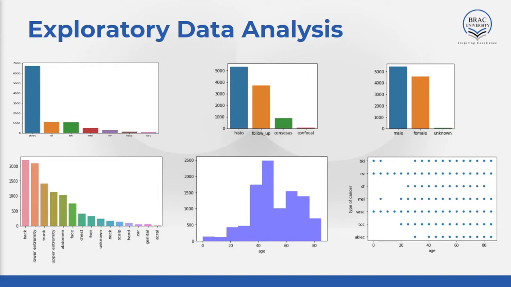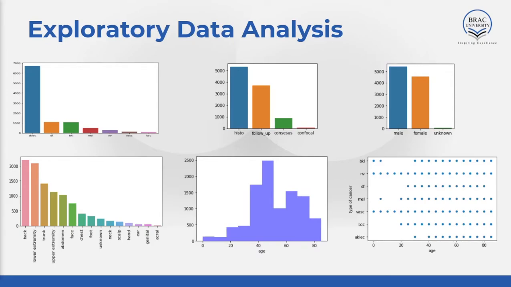We're going to be talking about the exploratory data analysis of the metadata of this dataset very briefly. From the first graph, we can see that AKIEC type of skin growths have a lot more occurrence than all the other types of skin growths combined. From the second graph, we can see that histopathology was the most used type of diagnosis method, with the follow-up methodology trailing close by. The third graph shows us that more males are affected by skin growths than females. The fourth graph shows us which region of the body is more prone to having skin growths.